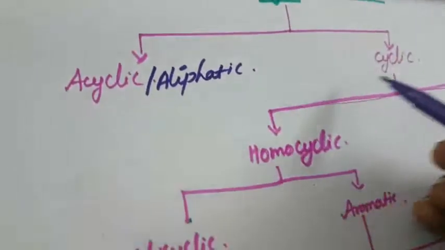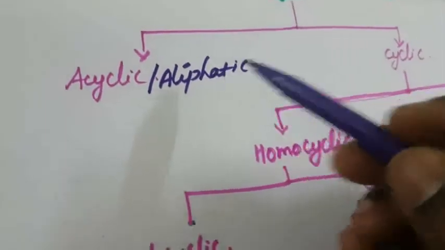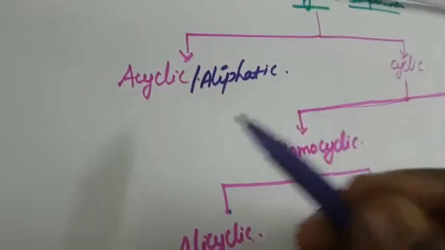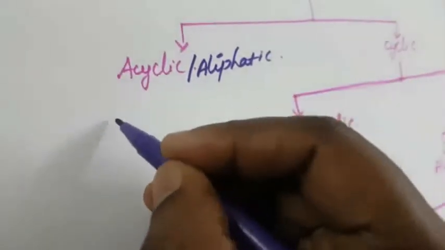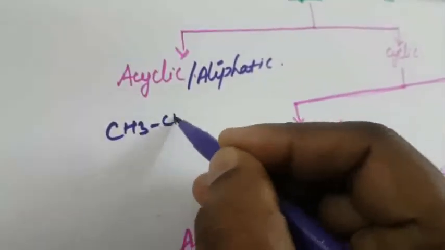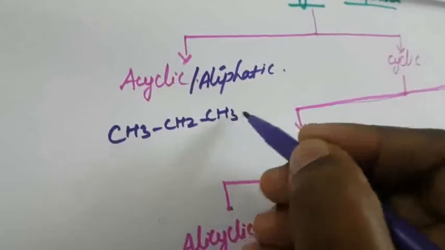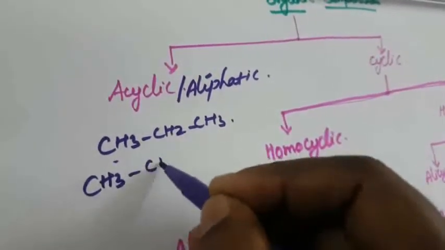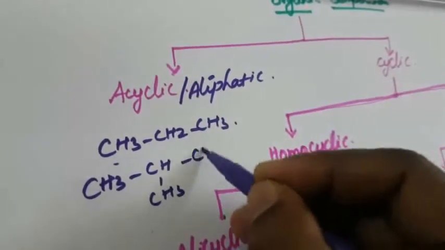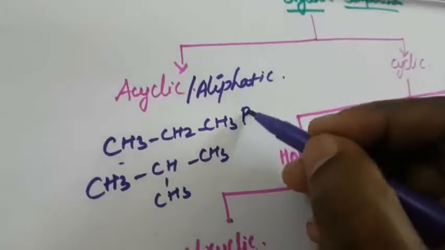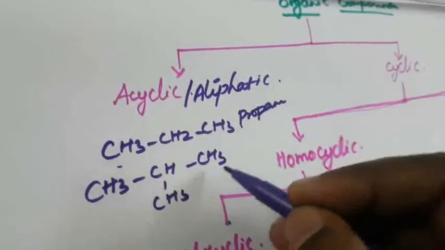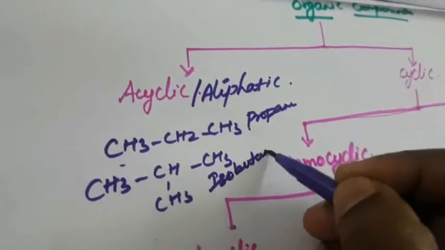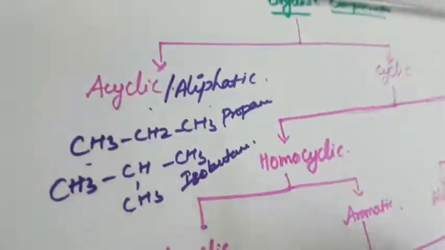Aliphatic. The acyclic is otherwise called aliphatic. What is meant by aliphatic? The straight chain or the branched chain is called aliphatic. What is meant by straight chain? That is CH3, CH2, CH3. That is the straight chain. So, straight chain or branched chain. CH3, CH, CH3, CH3. This is a branched chain. What is the compound name? Propane. That is isobutane. Okay, this is the acyclic or aliphatic.